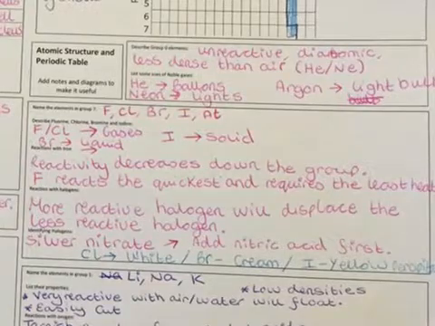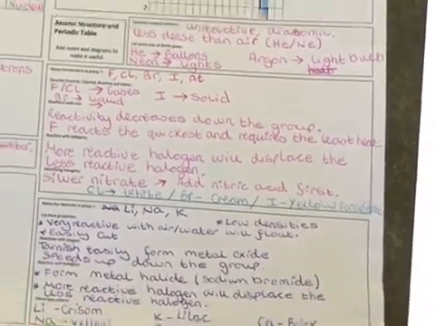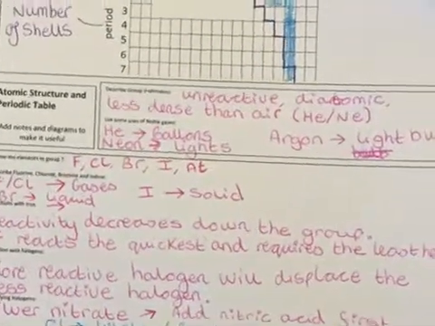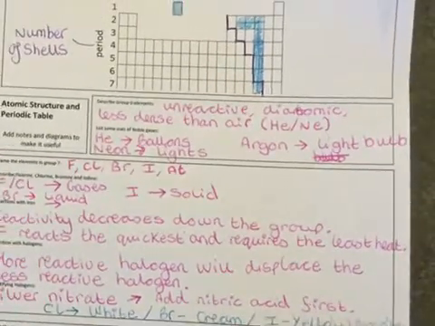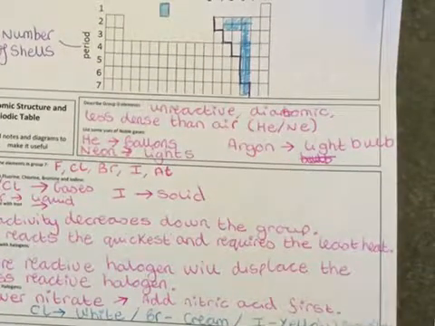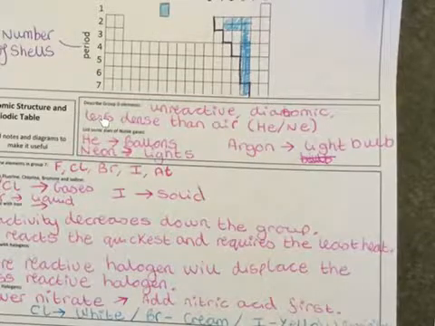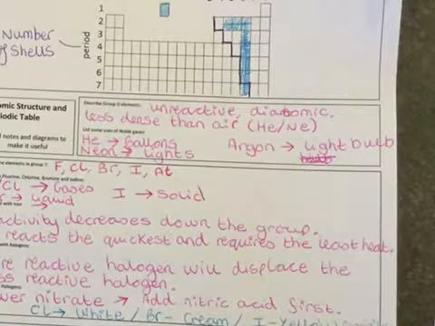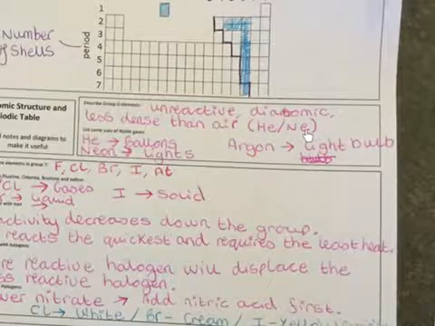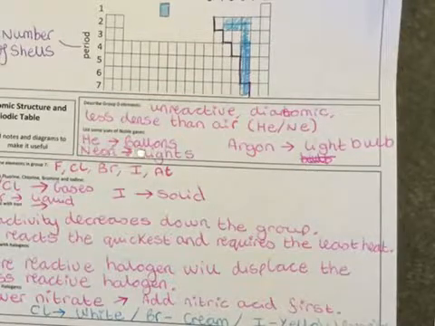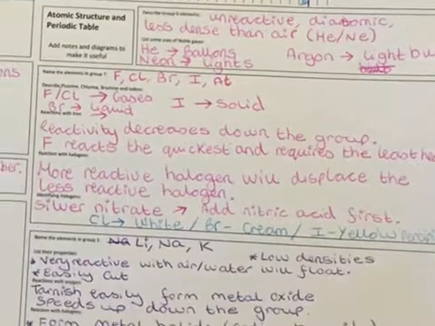Going on then, you'll be asked to describe the information you know about 3 different groups. You've got group 0, group 7 and group 1. So I'm just going to quickly go through some of the answers that you might need to know. The first thing you might be asked is to describe them. So describe group 0: unreactive, monatomic, which means they all exist as single atoms, less dense than air, so helium and neon. And then list the uses. Helium is used in balloons, neon is used in lights, and argon is used in light bulbs.